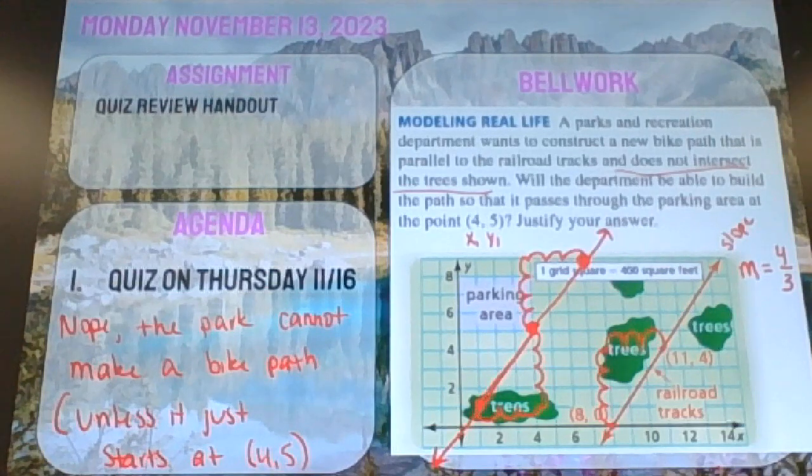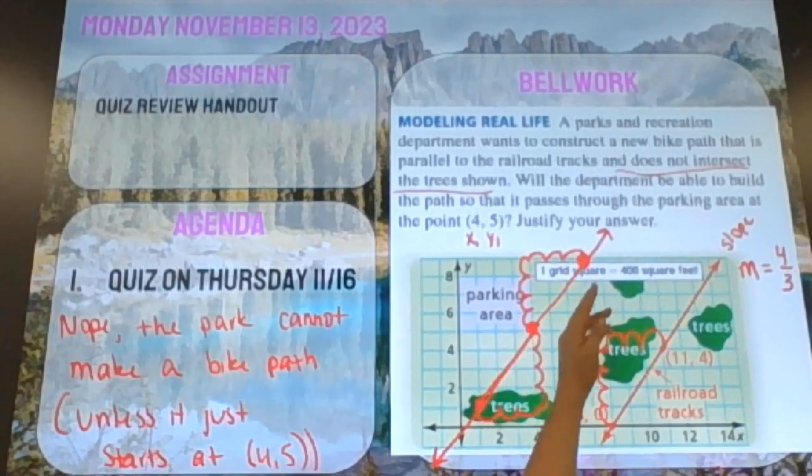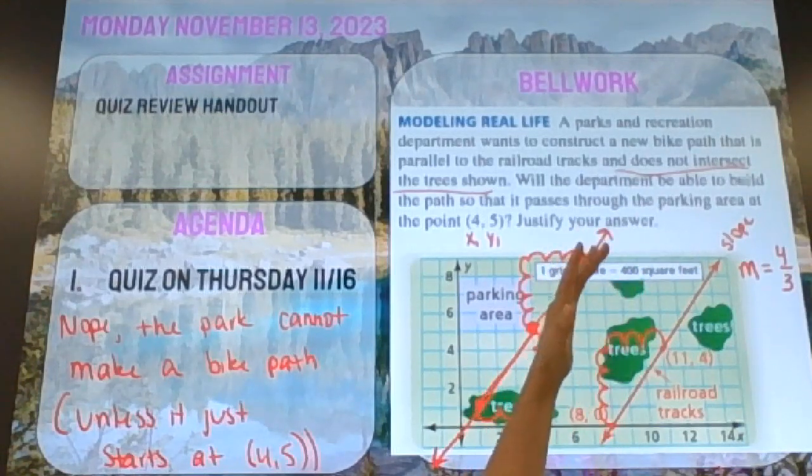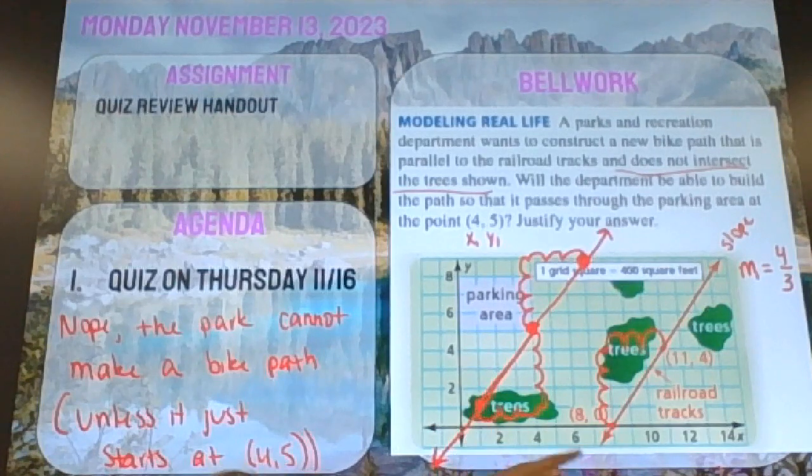I put a condition here. I put unless it just starts at (4,5). If they want to just start it here and then go that way, it's fine. But if they want to go this way, no. Cool. I didn't even use the formula. I just wrote on the thing.